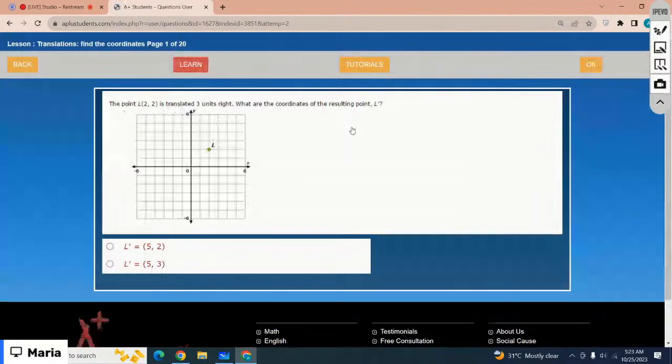Okay, the point L 2, 2 is translated 3 units right. What are the coordinates of the resulting point N? So you need to move 3 units right. So 1, 2, 3. When you move 3 units right, it would be 5 and 2. Only the x coordinate is changed, y is exactly the same. It would be 5 and 2. So option 1 is the correct option.